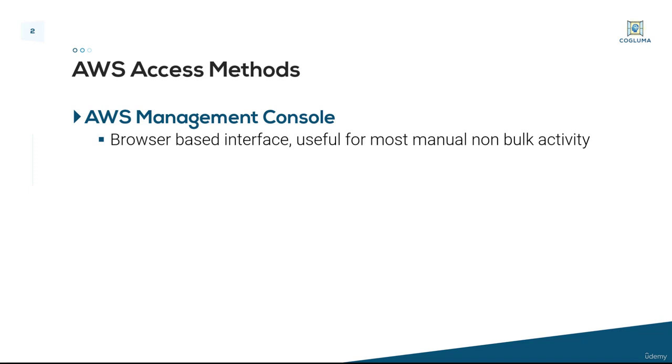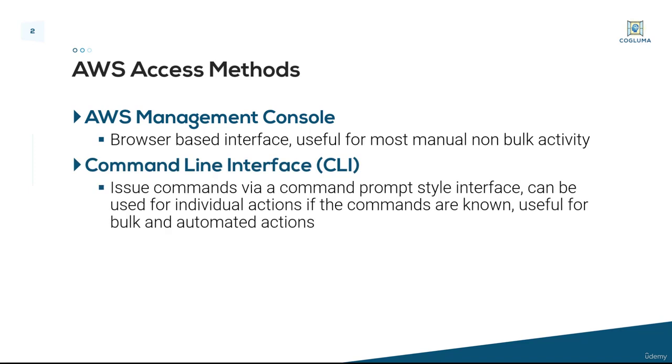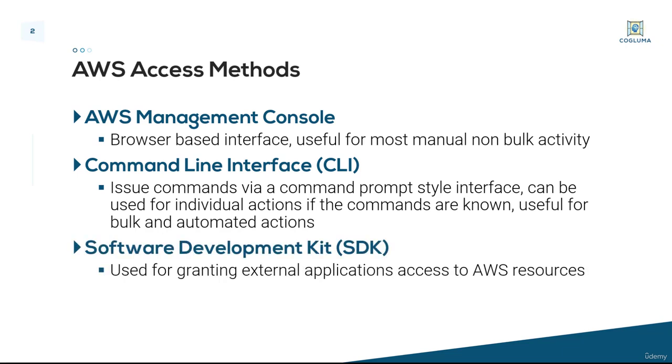There's also a command line interface, or CLI. The CLI allows us to issue commands via a command prompt style interface. As long as you know the commands, it's really useful for doing bulk activities and automated actions and things like that. So we'll use it a little bit in this course. There's also a software development kit, or SDK, and the SDKs are used for granting external applications access to AWS resources.